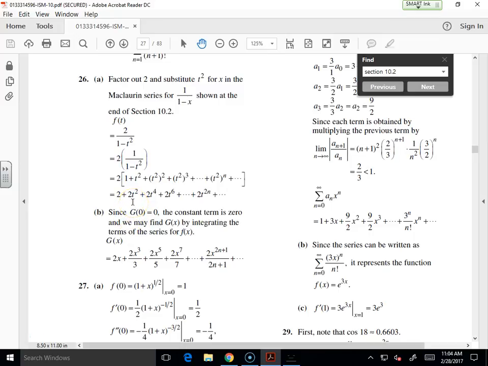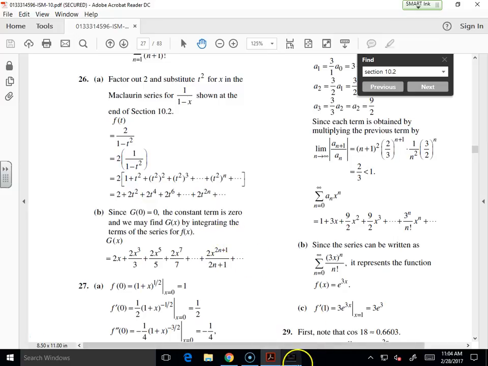Letter B was saying, given a clue, I think, right? Capital G of 0 equals 0. We have a clue. We can find the general function by integrating from 0 to x. And so all we have to do is integrate term by term, but plugging in x instead because they said capital G of x.